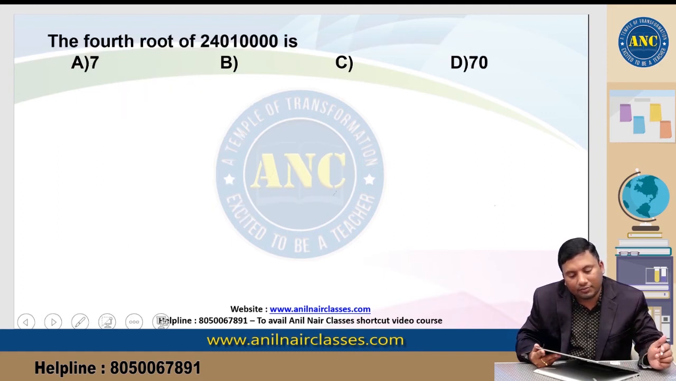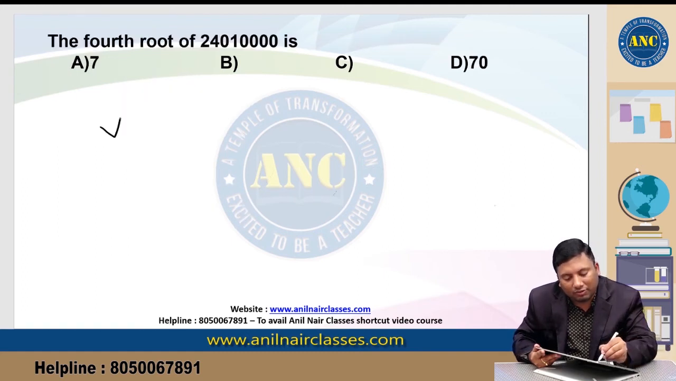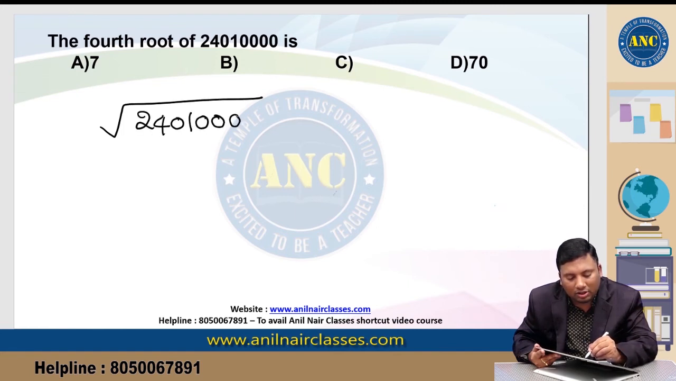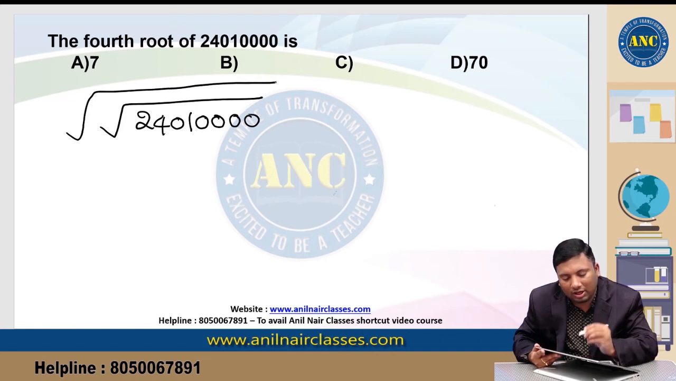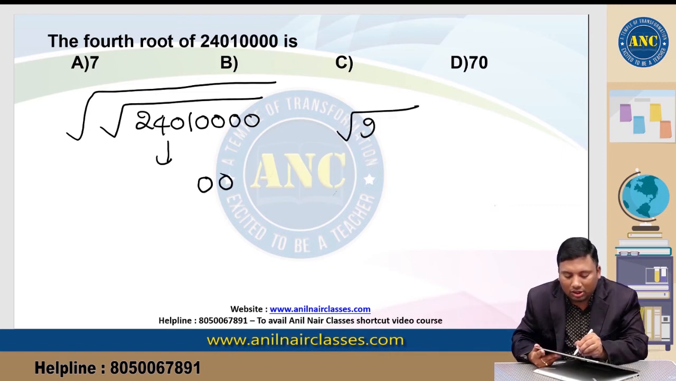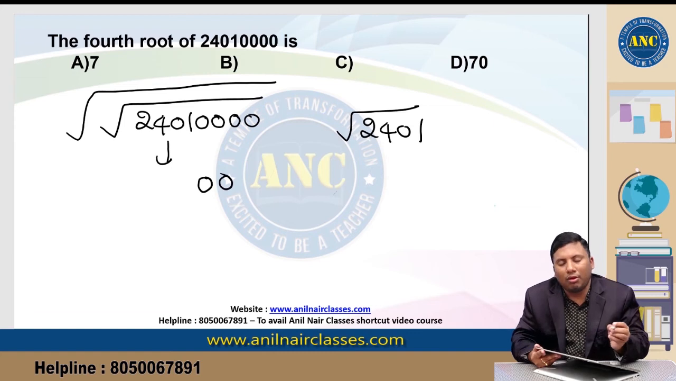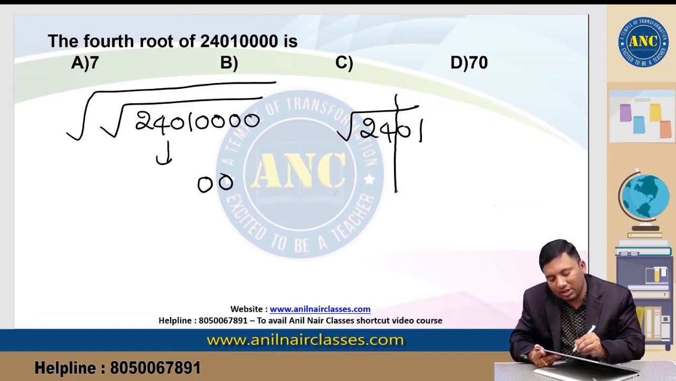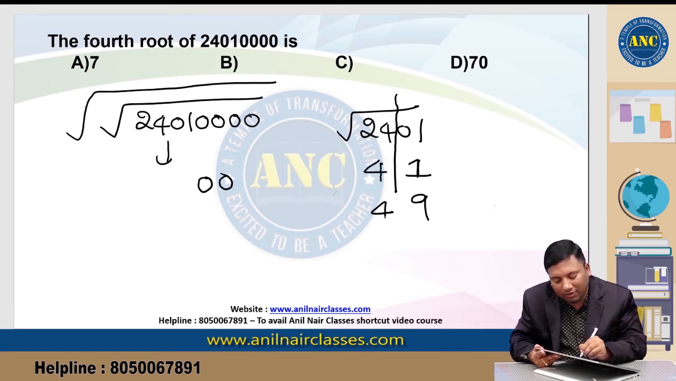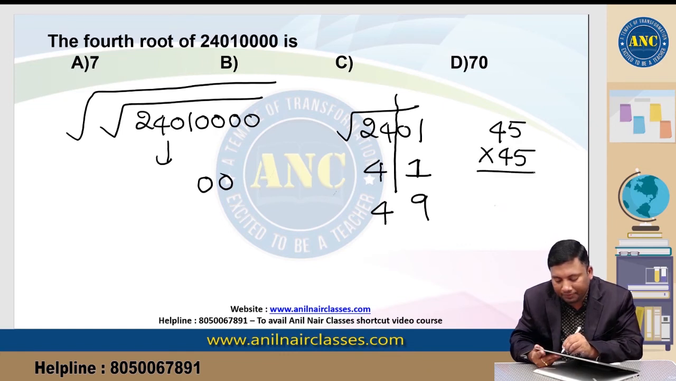Next one. Find the fourth root of 2401 with 4 zeros. Fourth root means I will take the square root and then another square root. First we will find this one; 4 zeros will become 2 zeros. Square root of 2401. Keep a slash after 2 digits. 1 square is 1, 9 square is 81. 4 square is 16, 5 square is 25. 41 or 49. So 45 into 45.